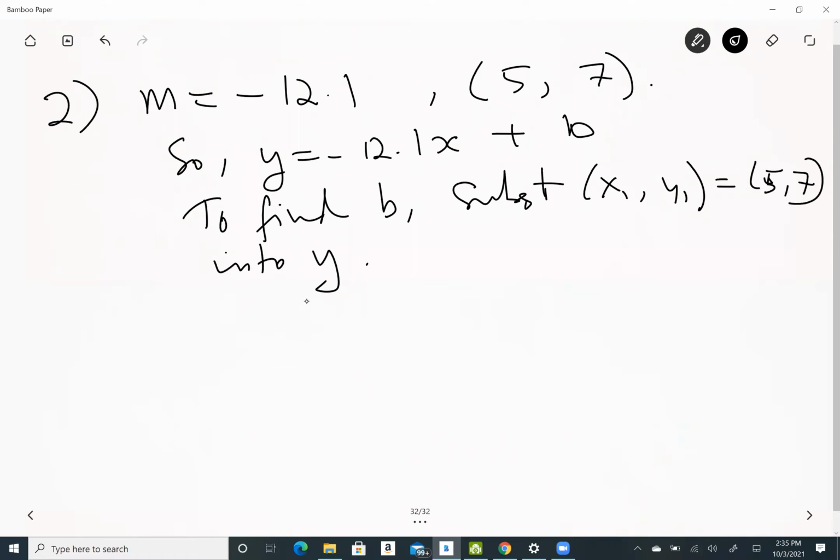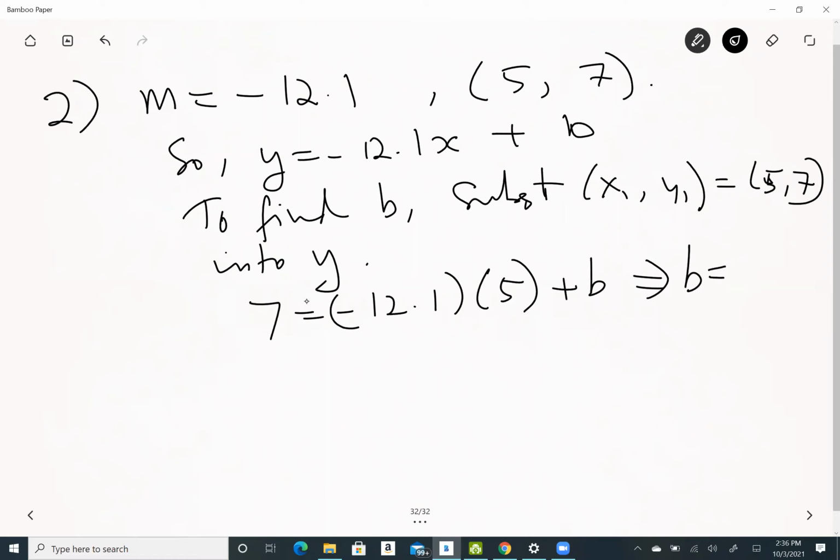You get 7 equal to negative 12.1 multiplied by 5 plus b, then you get b. So what do you get for b? Work it out. I'm not going to do the working, I just want the answer from you. What do you get for b?